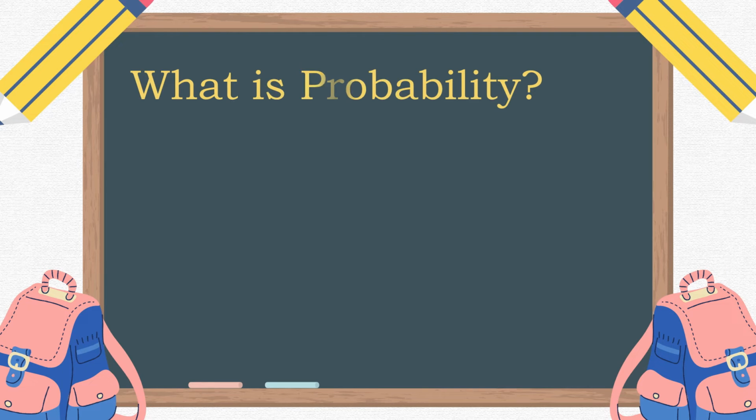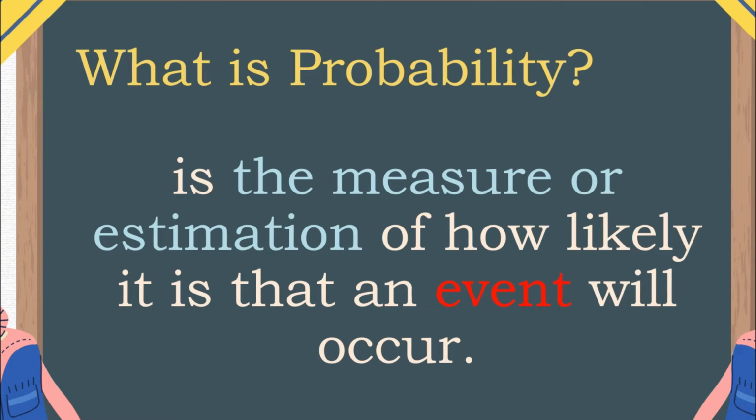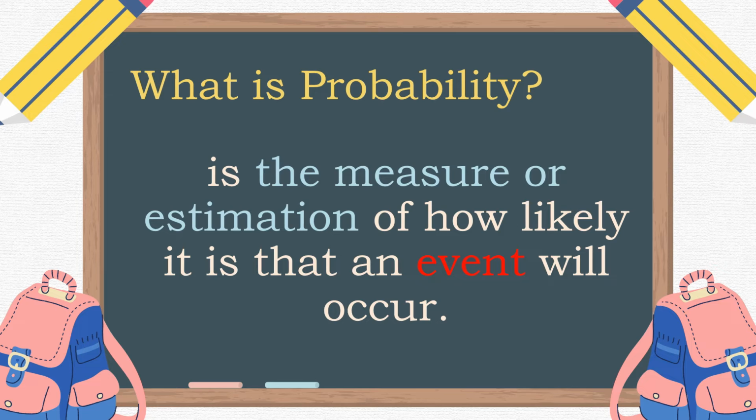Okay, class. So lahat ng binigay natin ng mga example ay may kinalaman sa tinatawag nating probability. Now, what is probability? So when we say probability, that is the measure or estimation of how likely it is that an event will occur. So since many events cannot be predicted with absolute certainty, probability helps to predict the likelihood of an event to occur. So it is the ratio of the number of favorable events to the total number of events in an experiment.